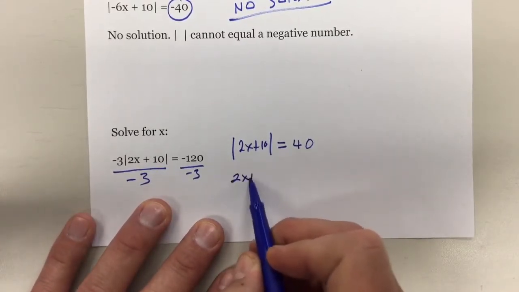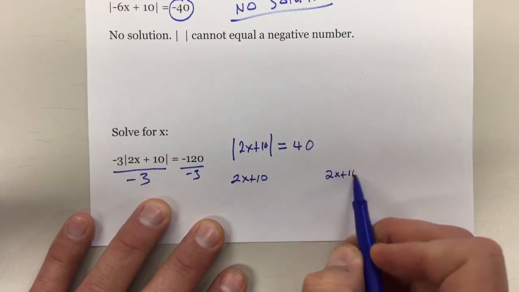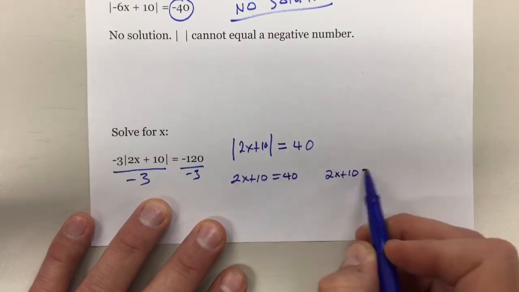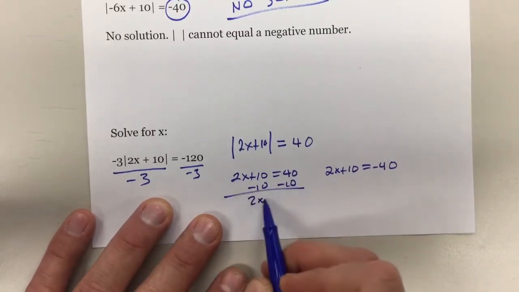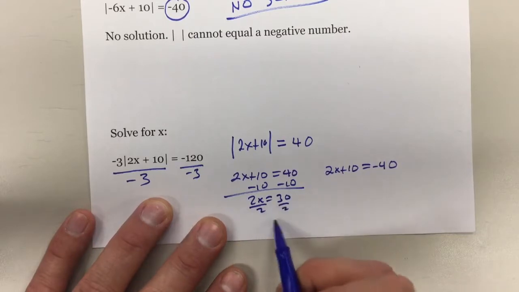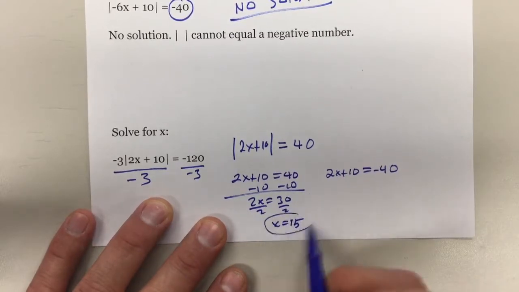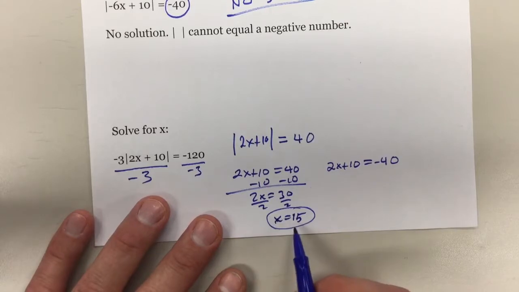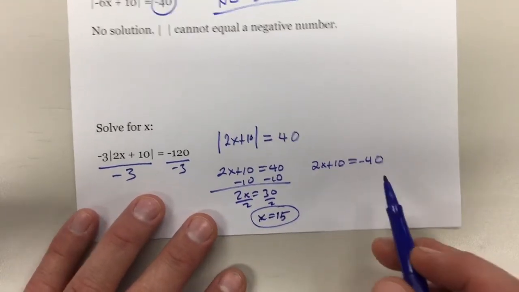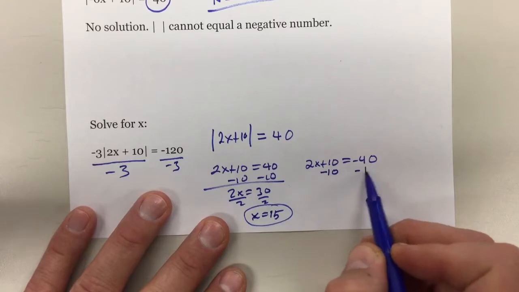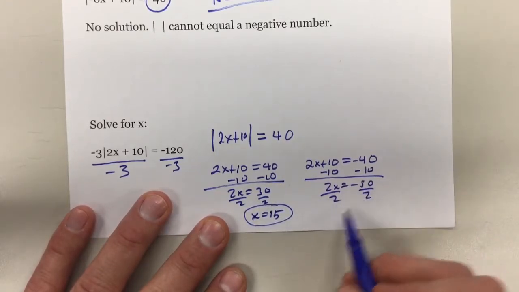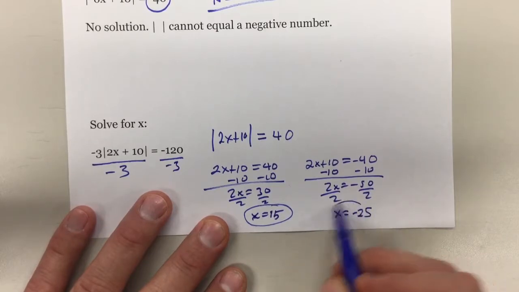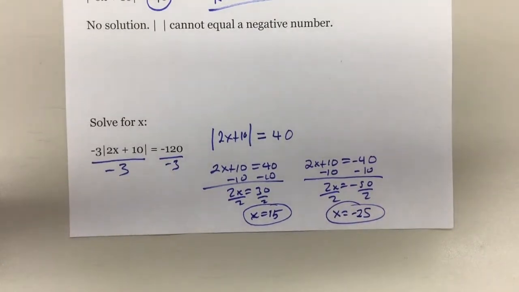So now I would write down 2x plus 10 twice. Once equal to positive 40, once equal to negative 40. So now I solve them. Subtract 10, I get 2x is 30. Divide by 2, one answer is 15. Don't just think the other answer is negative 15, because this is a more complicated equation, and it's probably not going to be the same answer. So subtract 10, I get 2x is negative 50. Divide by 2, that's negative 25. So there's another instance where the two answers are not just going to be the same number, one positive, one negative.